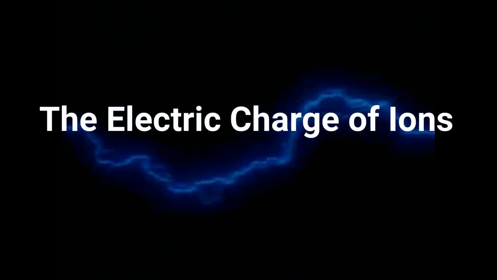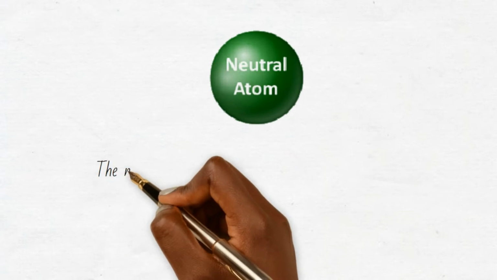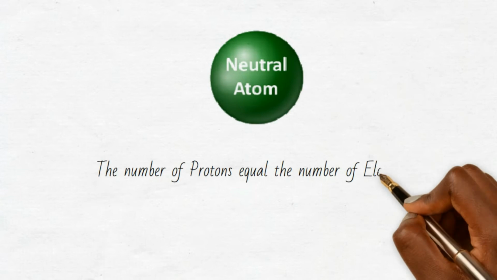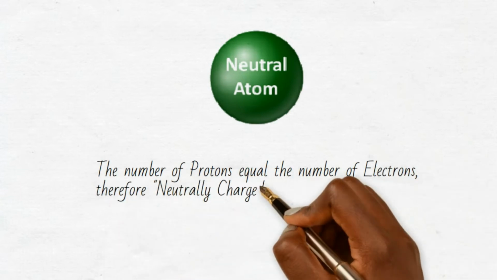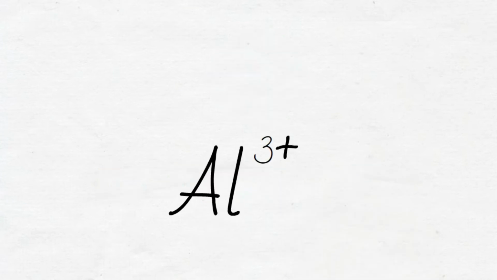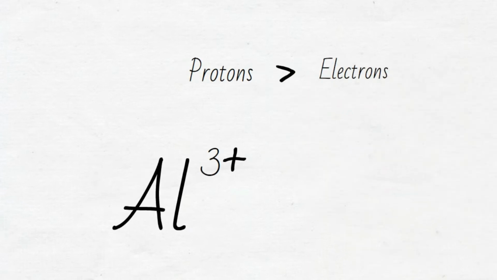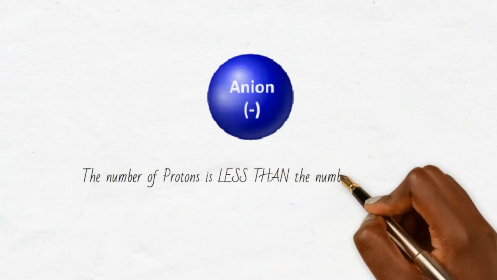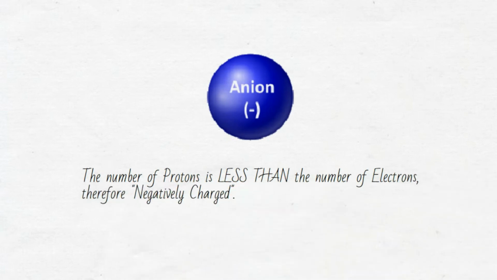But what is an electric charge? What is it saying about the ion? By now, we know that in a neutral atom or a neutral molecule, the number of electrons equals the number of protons. Therefore, it is neutrally charged. When a cation is formed, the number of electrons is less than the number of protons, hence positively charged. When an anion is formed, the number of electrons is greater than the number of protons, therefore negatively charged.